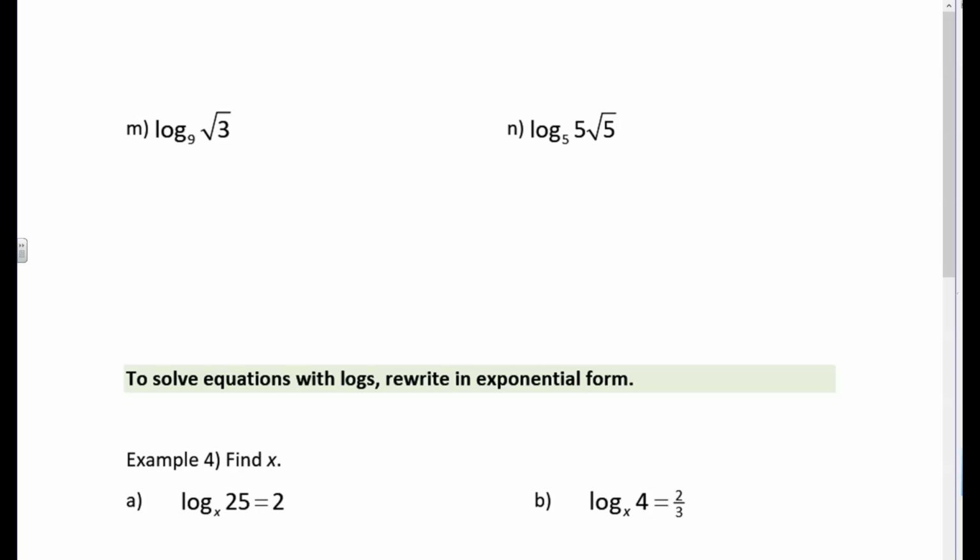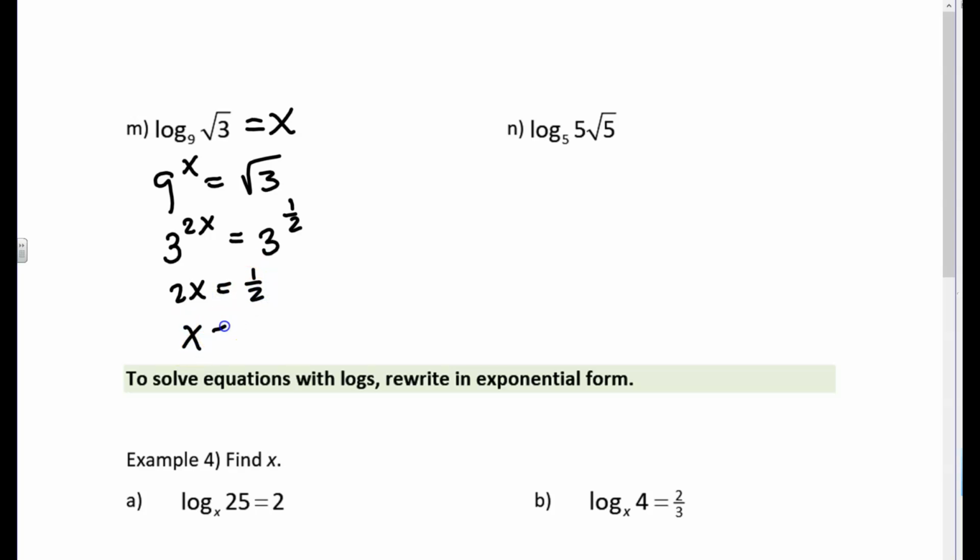So, 2 more. Set it equal to x. I get 9 to the x equals the square root of 3. Rewrite in the same base. That's 3 squared. The x is still there, though. Equals 3 to the 1/2. So I have 2x equals 1/2. When I divide by 2, I get that x is, in fact, 1/4.